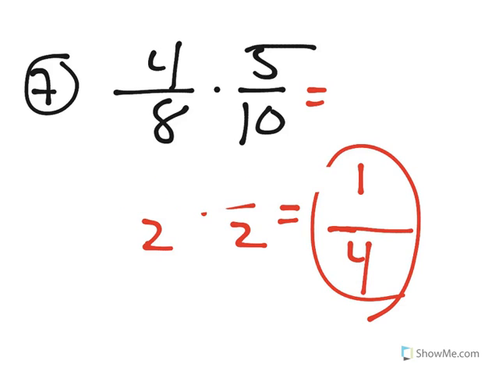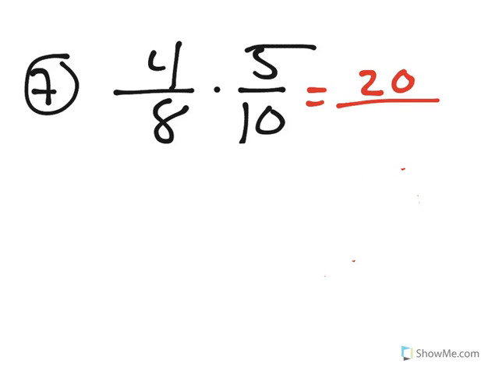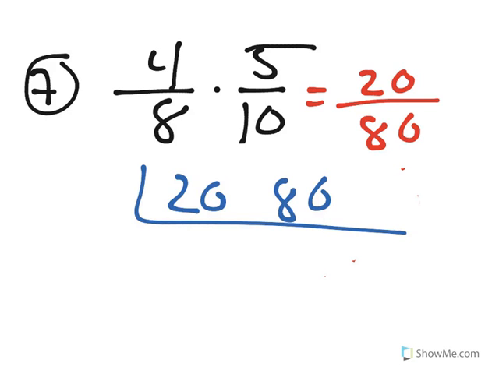Now, if you don't like doing it that way, you can do it the longer way that you're more familiar with by just multiplying straight across. 4 times 5 is 20. 8 times 10 is 80. And now I'm going to have to simplify it anyways. I can put it in my sled.